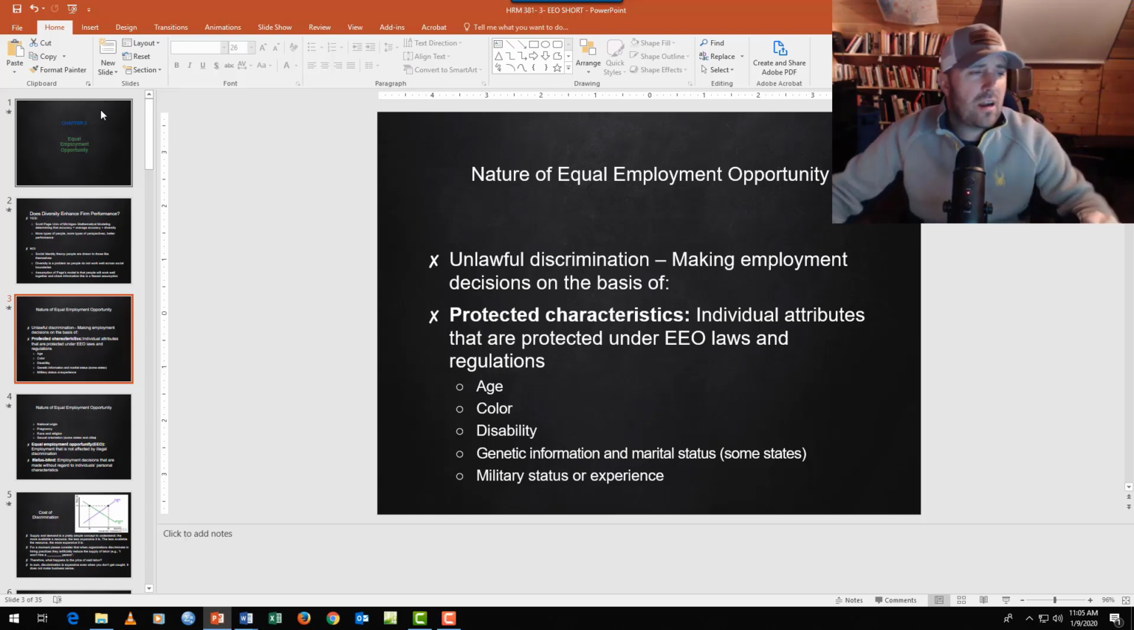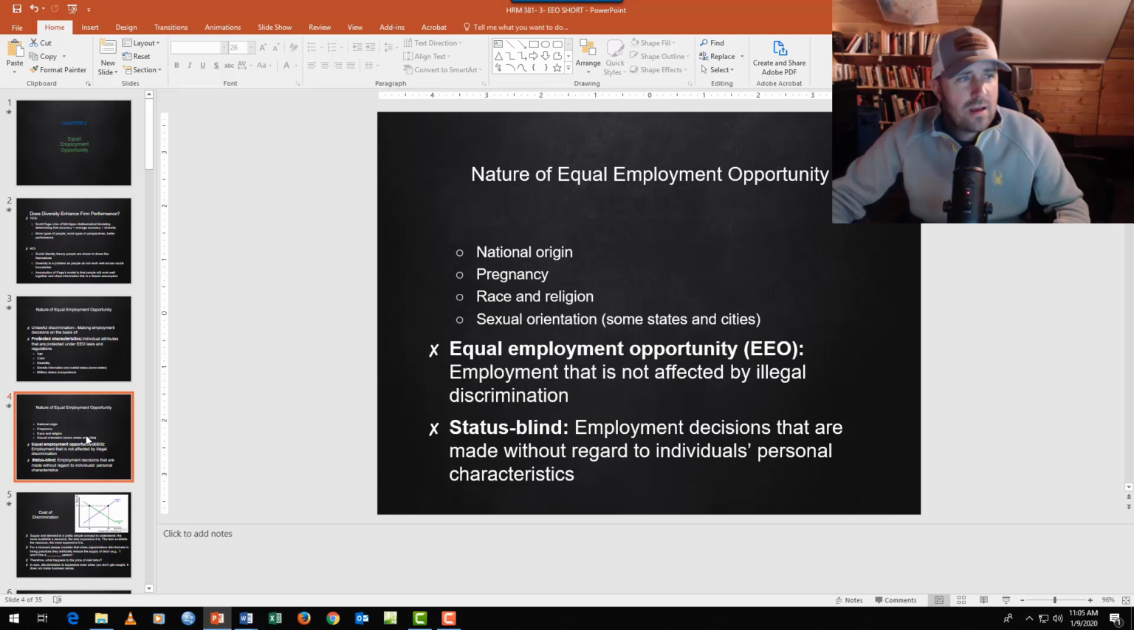So a lot of different laws are written on age, color, race, ethnicity, disability, even genetic information, military status. You can see a bunch of them. We'll go through them. National origin, pregnancy, race, religion, sexual orientation. We'll talk about that as well. It's at certain state levels, Washington State being one of them, but not at a federal level.